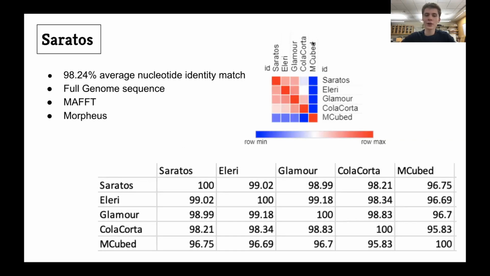We also found that Saratos has an average nucleotide identity match of 98.24% with other bacteriophages belonging to the EA2 subcluster, such as Illyri, Glamour, Colocorda, and M cubed. This can be seen in the graphical and numerical representations below, with the largest difference being a difference of 3.25% between Saratos and M cubed.